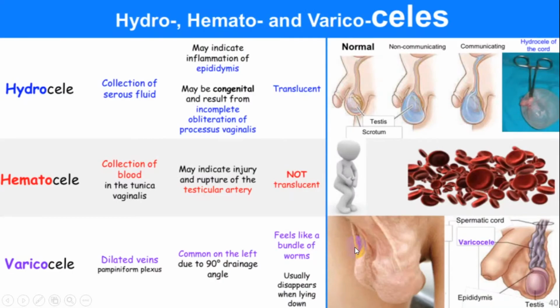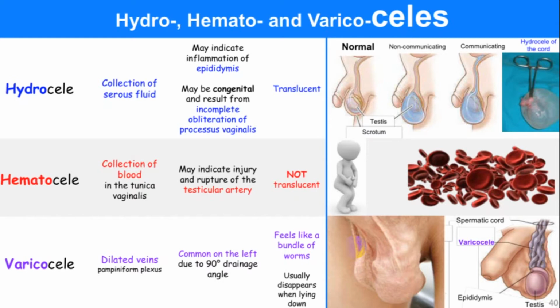Now, differentiation between such conditions as hydrocele, hematocele, and varicocele. You can see that hydrocele is a collection of serous fluid, and hematocele is a collection of blood in the tunica vaginalis. You should remember the 7 layers of the testis, and varicocele is dilated veins of the pampiniform plexus.